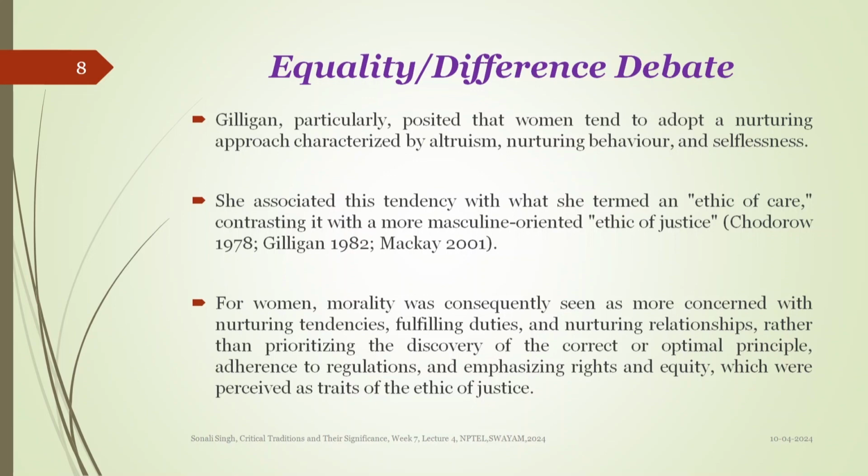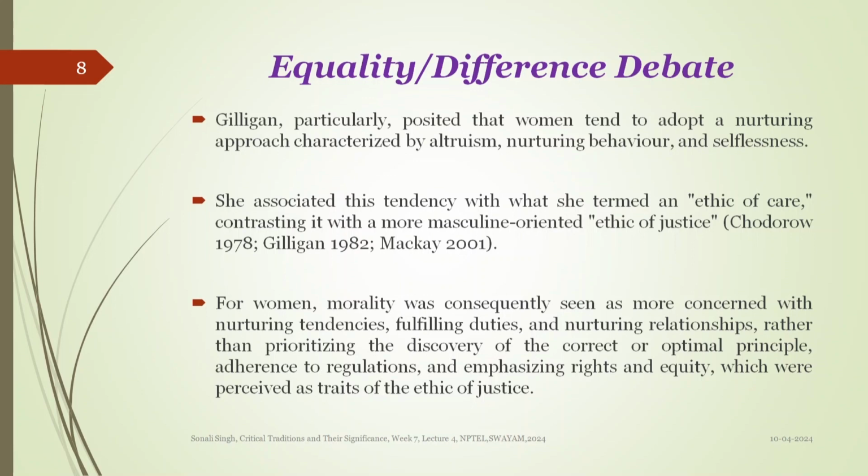For women, morality was consequently seen as more concerned with nurturing tendencies, fulfilling duties and nurturing relationships, rather than prioritizing the discovery of the correct or optimal principle, adherence to regulation and emphasizing rights and equity, which were perceived as traits of the ethics of justice. So, the similar point I was making just now is that we have to understand the two different types of ethics which are essential for the different activities performed in the private sphere and the functions performed in the public sphere.